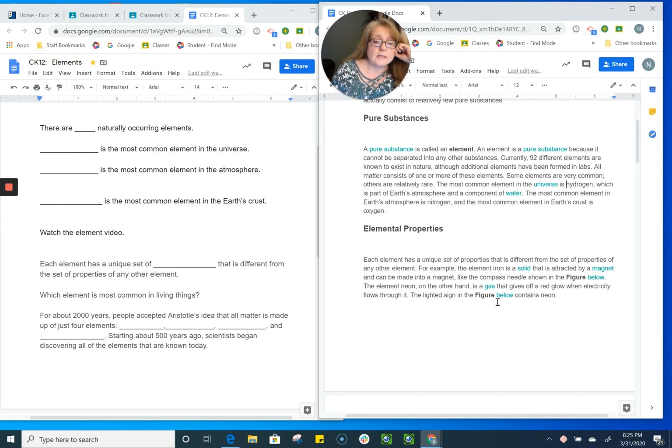This paragraph here talks about some examples of how elements are different from one another. They are going to talk about iron, and it has the property of magnetism, and it's also a solid versus possibly neon, which is a gas, and you pass an electric current through it. It can glow a specific color also.